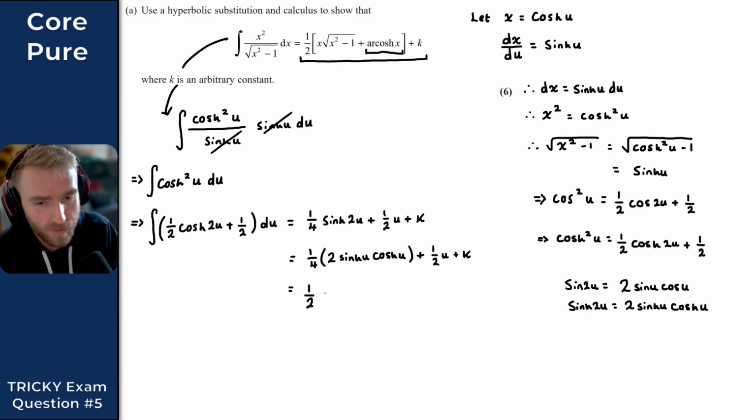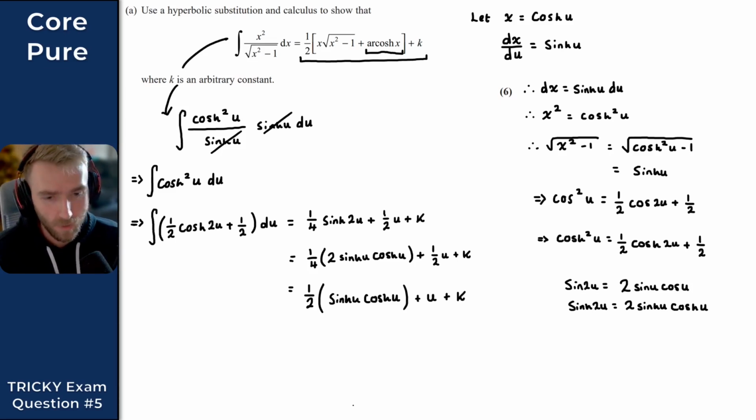We get 1 over 2, bracket. So this is sine u cos u here, right? Because 1 over 4 times 2 is 2 over 4, so that's 1 over 2. But I've pulled out the factor of 1 over 2, so I just get sine u cos u, just like that. The 1 over 2, we pull that out as a factor, so I just get plus u there. So plus u and plus k. Perfect, we're nearly there now, guys. Let's just keep going. So where can we go from here?